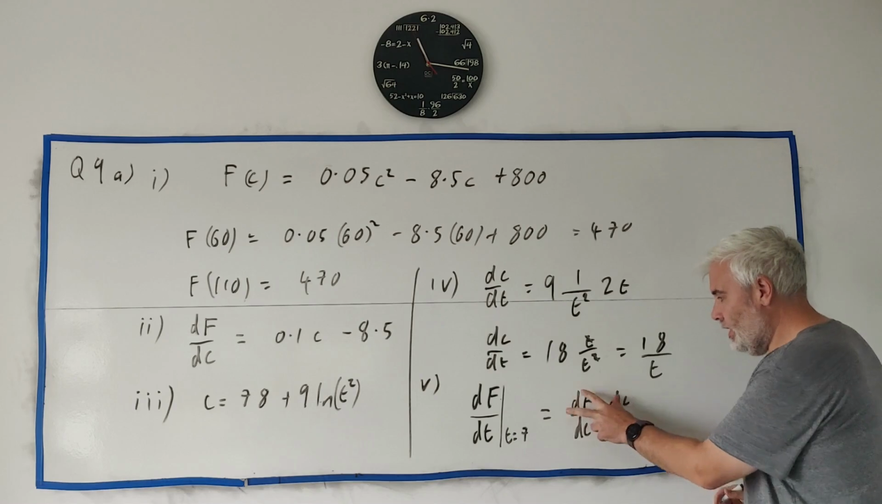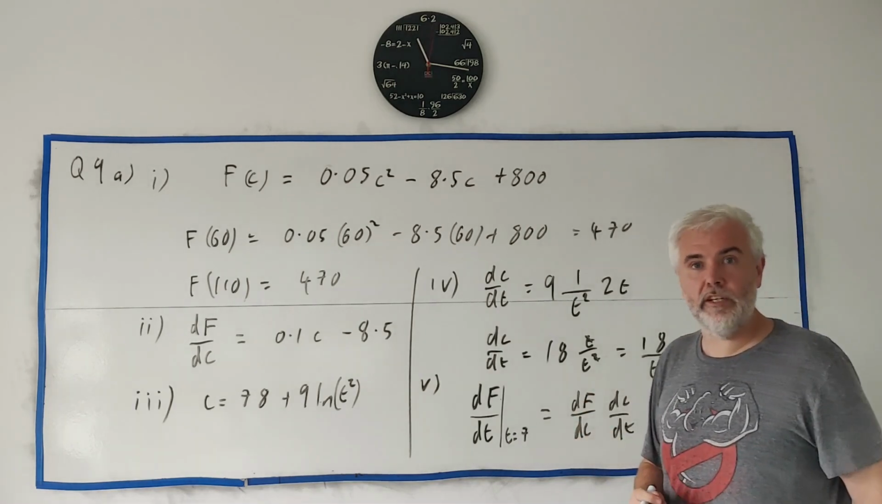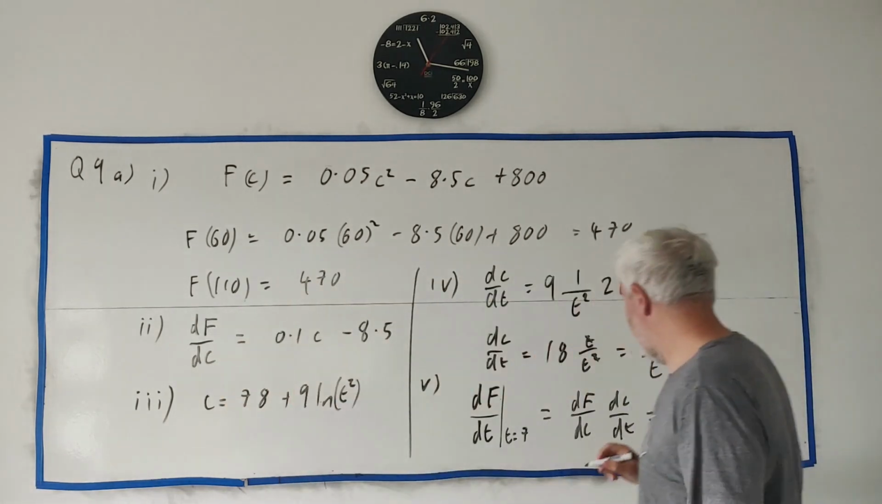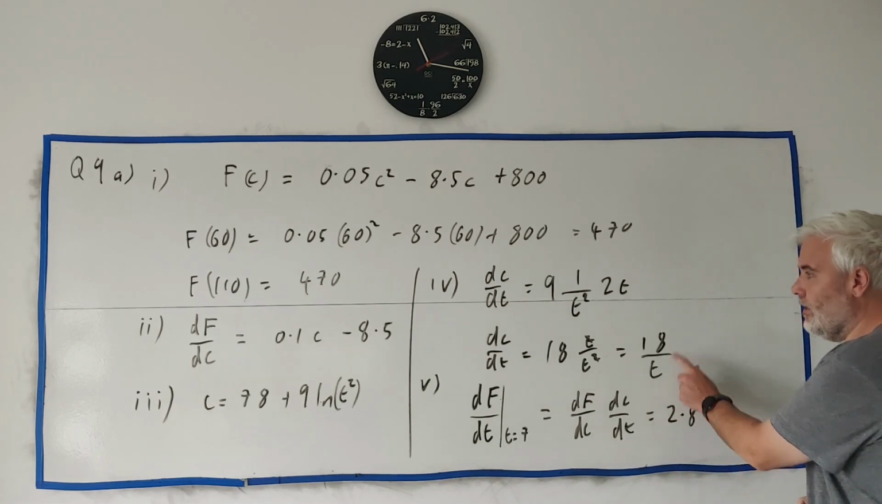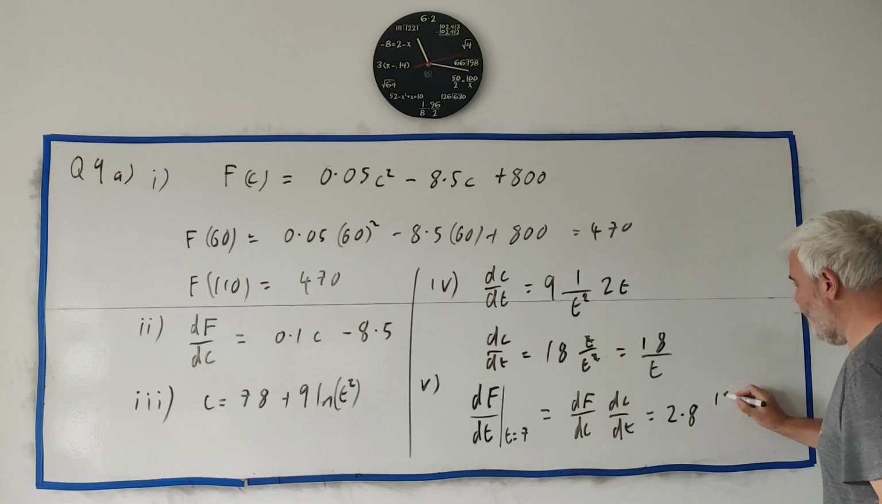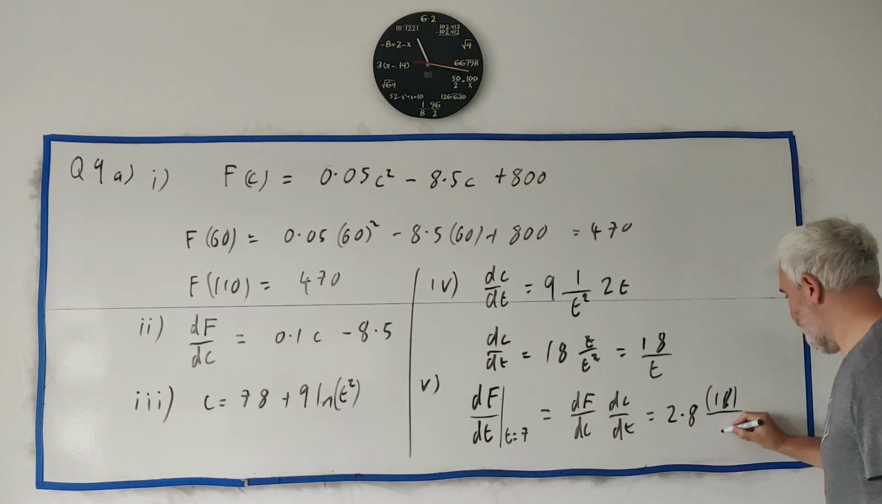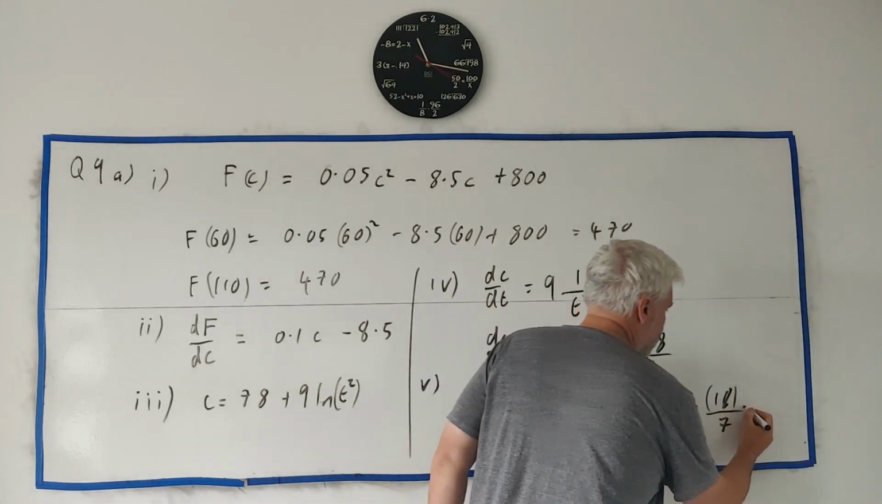Now we did this one in a previous part, dF/dc when t equals 7, and we got, let me check my notes, 2.8. So this is equal to 2.8. And dc/dt is up here. That's just 18 over t, which again, we now know t is 7. So putting all that in, we get 2.8 multiplied by 18 divided by 7.